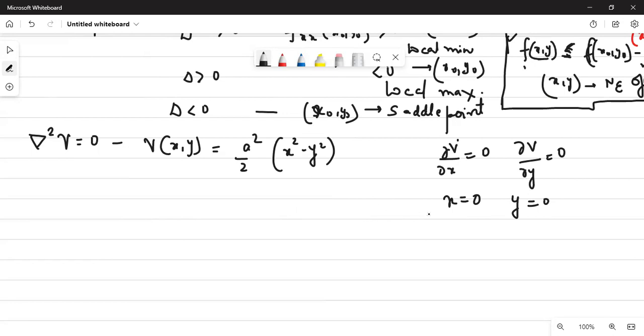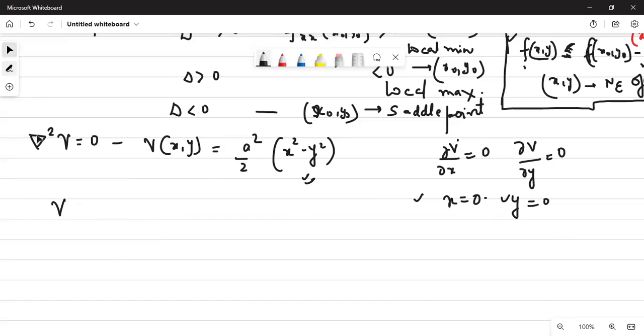Also understand that these are the critical points. Let us evaluate what sort of points these are. I mean, are they local maximum, local minimum? Our theory suggests that V(x) cannot have a local maximum or minimum. Let us find out.